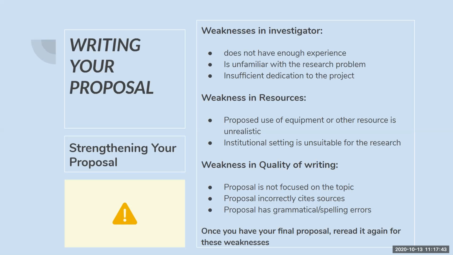There also might be weaknesses in resources, in that the proposed use of equipment or another resource is unrealistic, or the institutional setting is unsuitable for the research. Finally, there might be weaknesses in quality of writing. The proposal may not be focused on the topic. It might incorrectly cite sources, and it may have grammatical or spelling errors. Remember that once you have your final proposal, reread it again for these weaknesses.